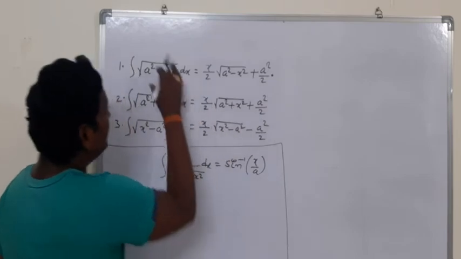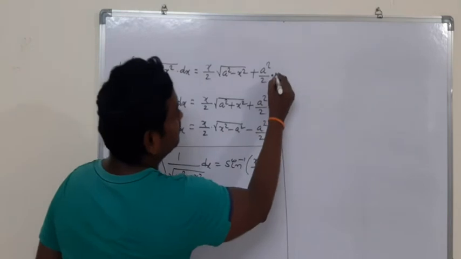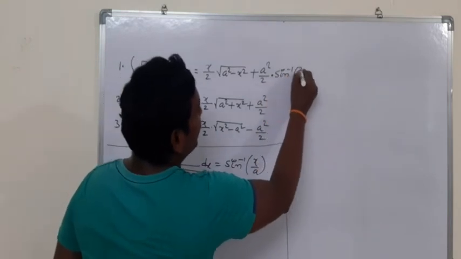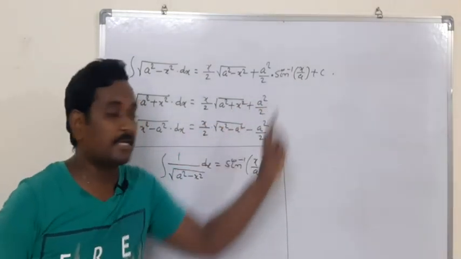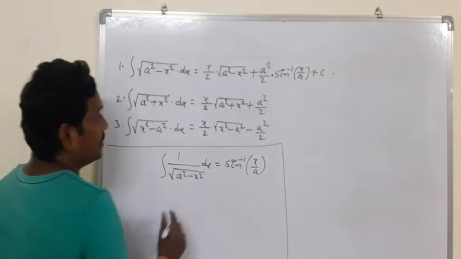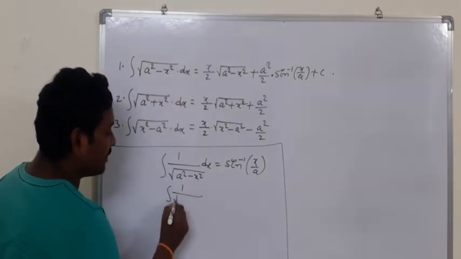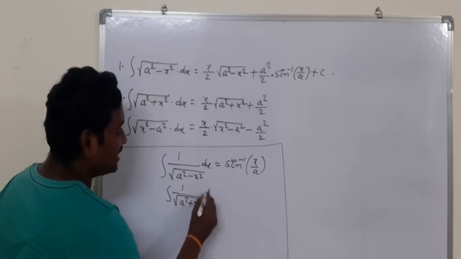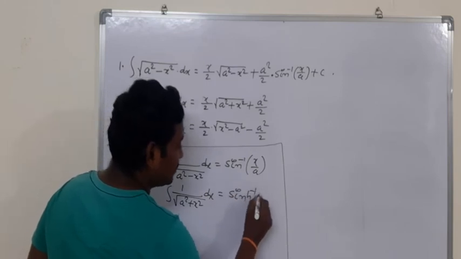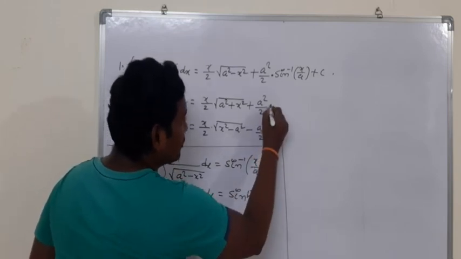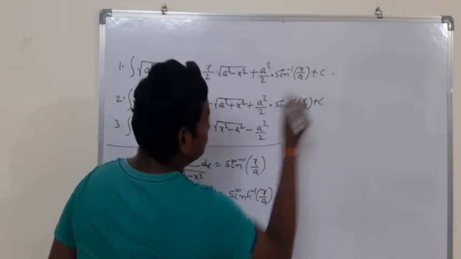Now here, if this is in the denominator, it will become sin inverse of x by a plus c. Integration is over with this part. That's why write plus c. Next one. If this term is in the denominator, what is the formula? Integration of 1 by root over a square plus x square dx. Already I told in the previous video, it is sin h inverse of x by a. That's why here it becomes sin h inverse of x by a plus c.